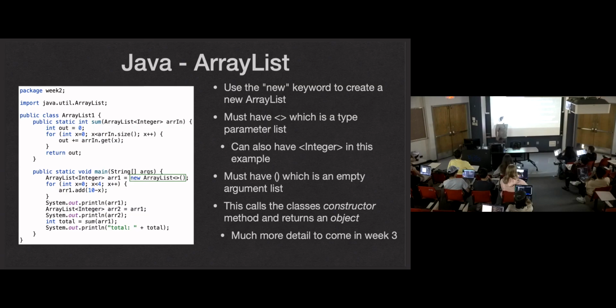So let's talk about this line. We're going to use the keyword new to create a new array list. This is going to give us an empty array list on this line. New is our keyword that says we need a new object of this type.